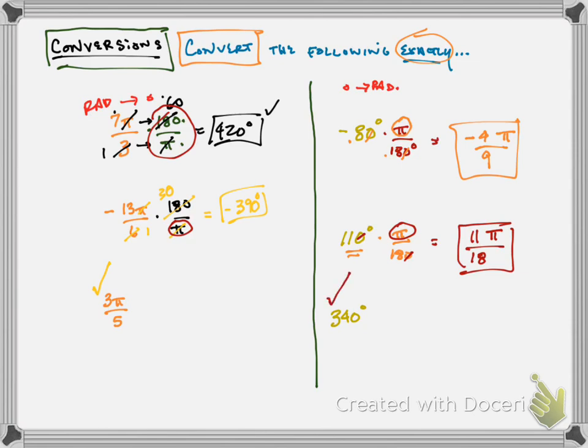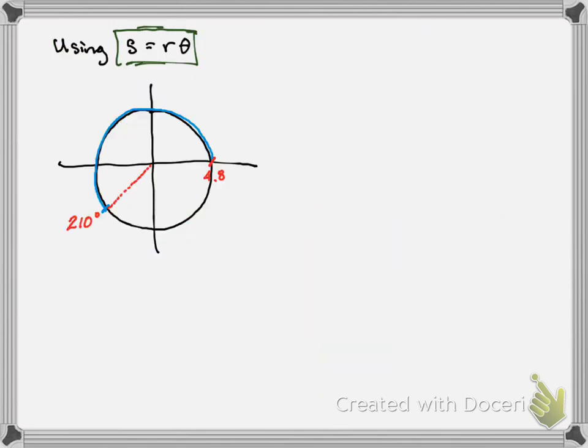Again, for the sake of time, I'll let you try that one on your own. Hopefully you get the idea. Converting from radians to degrees, we'll multiply by the conversion factor 180 over pi. Converting from degrees to radians, we'll multiply by pi over 180. Think of it as multiplying by 1. You're just converting from one unit to another.